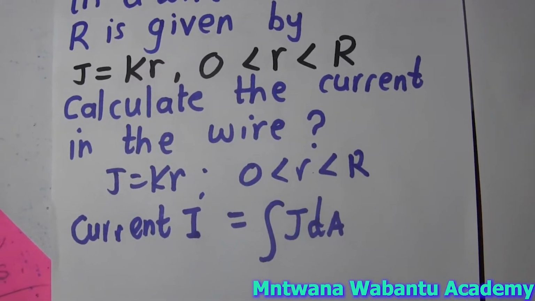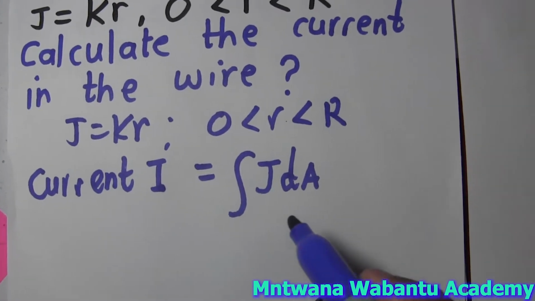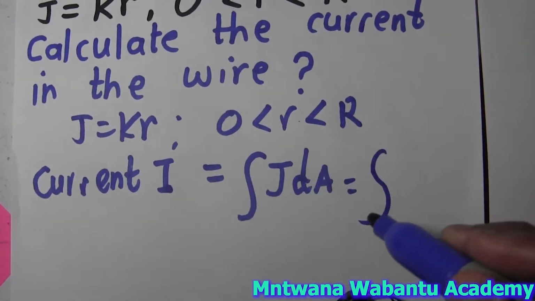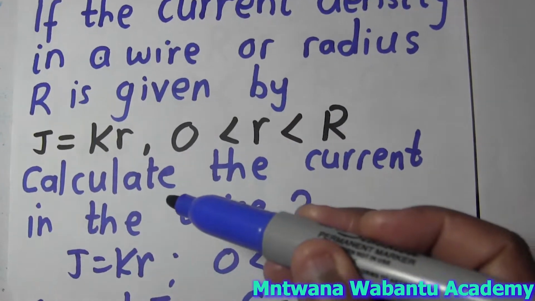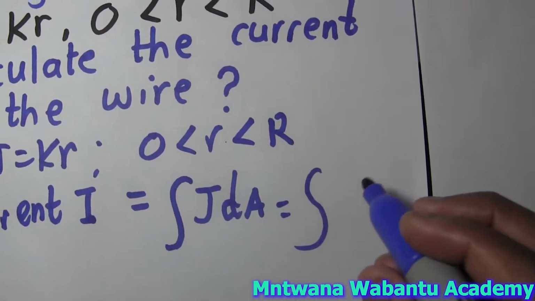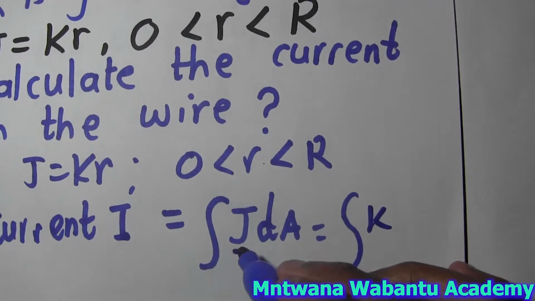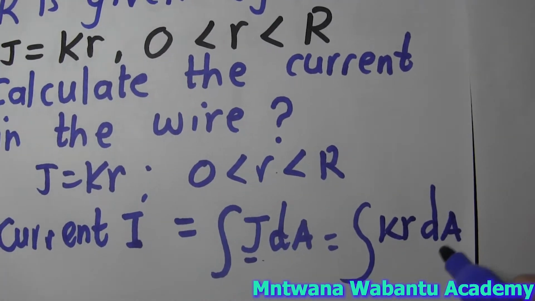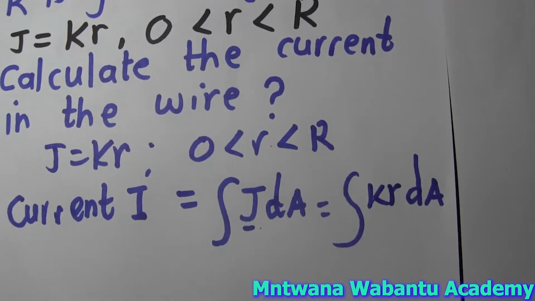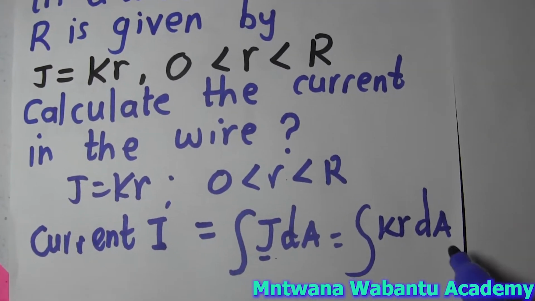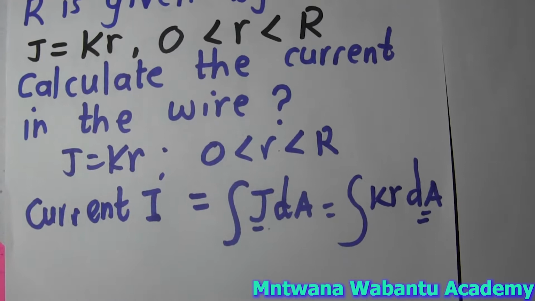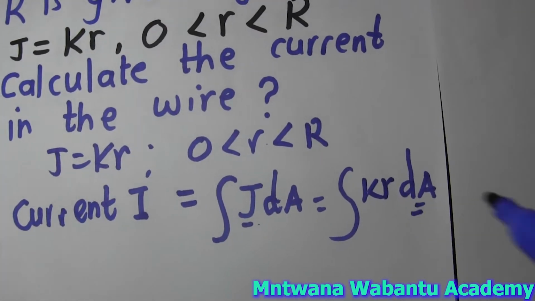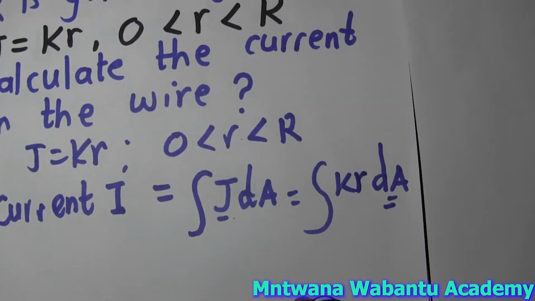Now let's integrate. We know the value of the current density: J equals KR. So the integral of KR dA. But just remember one thing, I have to find my dA. K is a constant term, and R is the radius. Now I'm going to show you how we can get there.